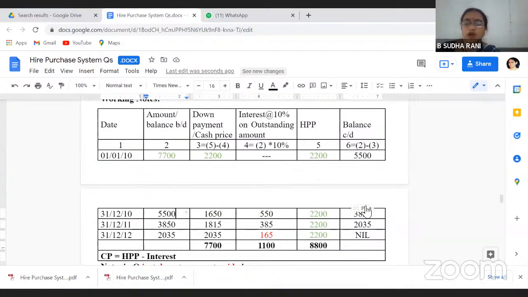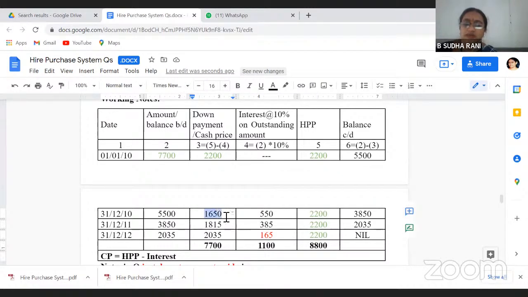What are you supposed to do now? You are supposed to find the cash balance again at the end of the year. How do you get that? From the installment he pays every year, equated installments, which is 2,200. From the 2,200, minus this 550, you will get the cash balance.